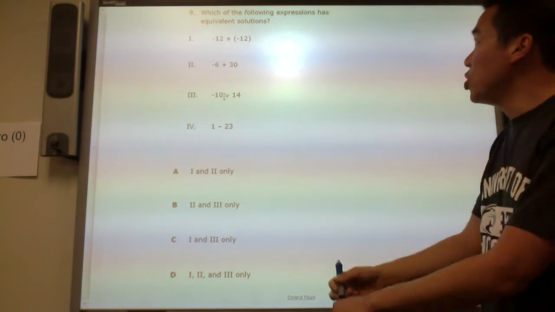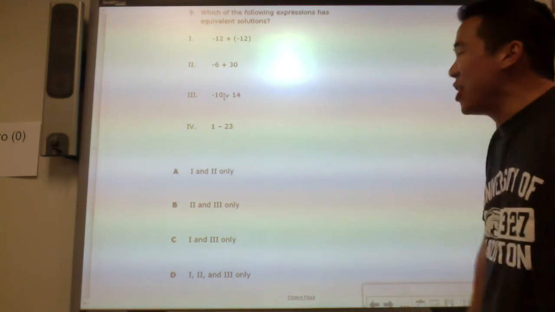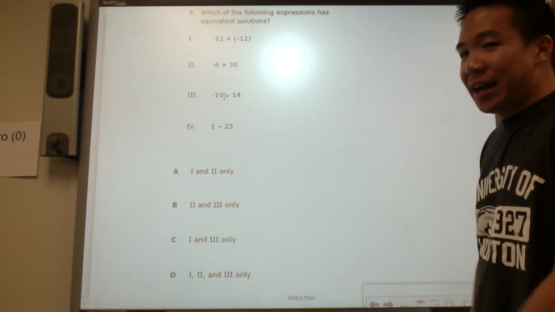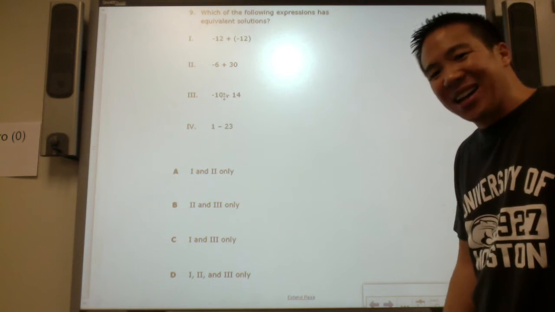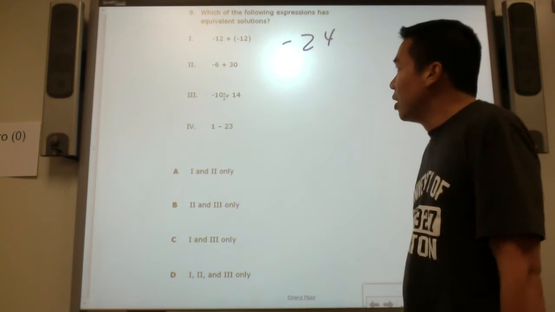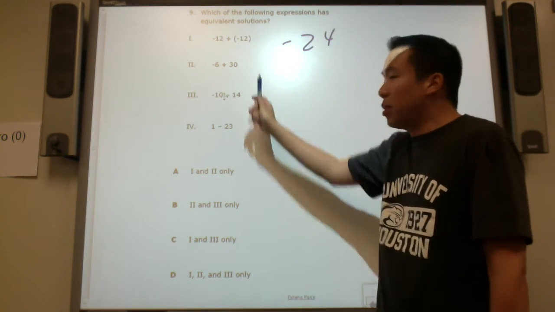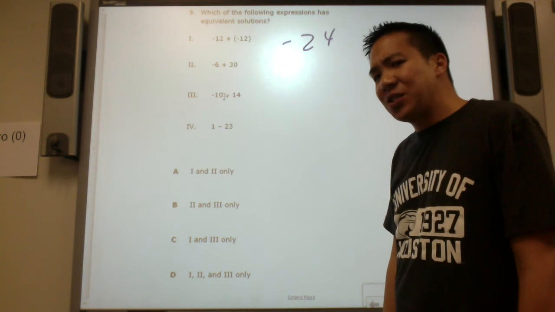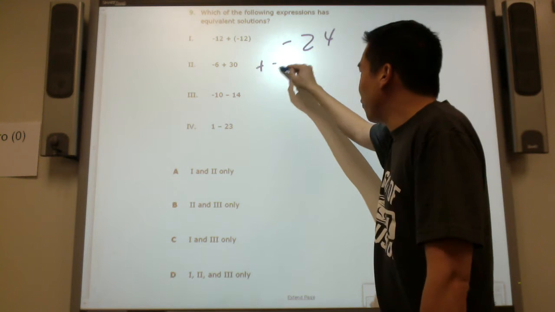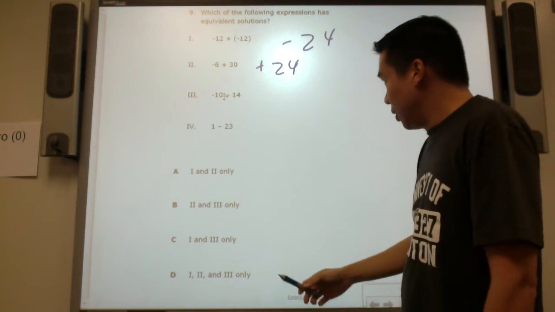Number 9. Which of the following expressions is equivalent? Equivalent means the same, equal. If you have 12 negatives and you put it together with 12 more negatives, do you have any 0 pair? No, it's all negative. 24 negative. I have 6 negatives. I'm putting it with 30 positive. Do you have more positive or more negatives? More positive. How many more positives do you have? 24 more positives.